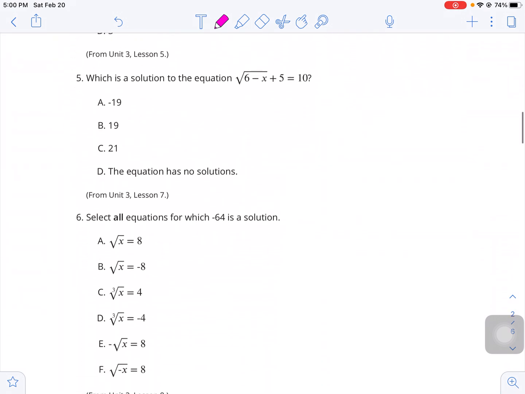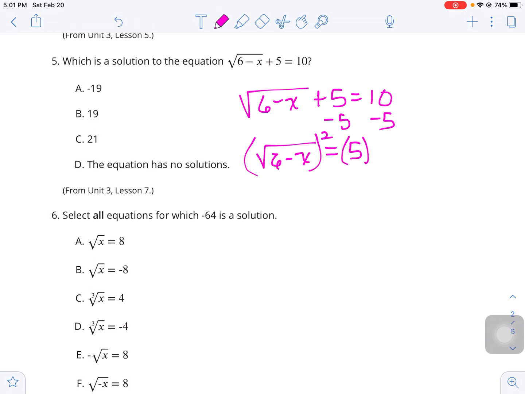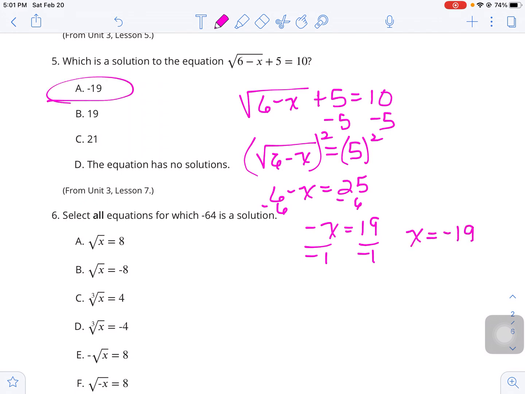Number 5, which is a solution to this equation? So we're going to start out by subtracting 5 from both sides, and we'll have the square root of 6 minus x is equal to 5, and then we'll square both sides. So we have 6 minus x is equal to 25. And lastly, we're going to subtract 6 from both sides, so we get negative x is equal to positive 19. And then divide by negative 1 on both sides, and we get x is equal to negative 19. So A is our result there. A is the answer for number 5.